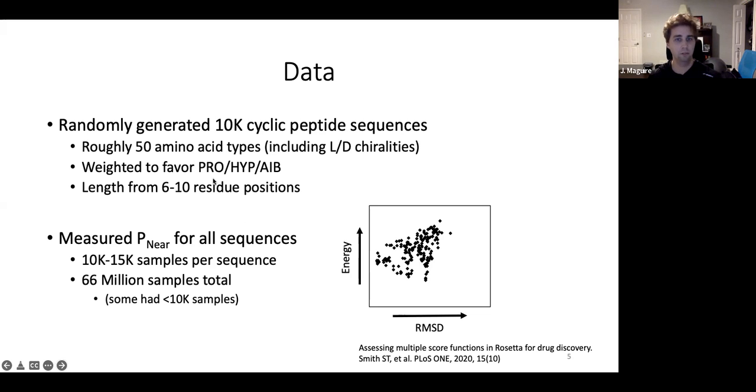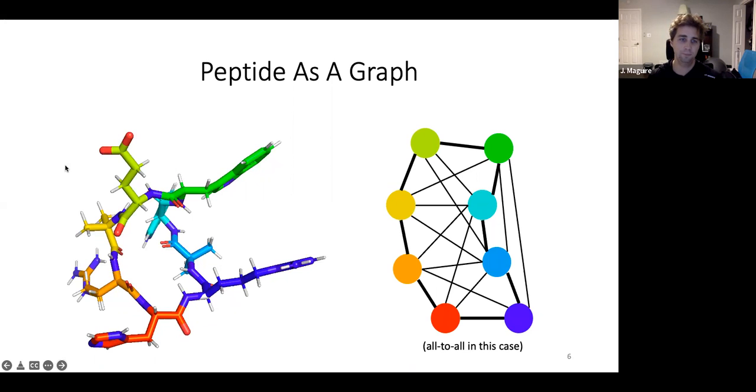We measured P near for all of these. For a given sequence, we'll actually end up with 10 to 15,000 samples. When you compute a folding funnel, you actually get 15,000 for free, because you can then compute P near for all of the other points in the funnel, just by recalculating RMSD to put them at 0. So we ended up with 16 million samples. The sample is a cyclic peptide conformation with sequence, to use as training.